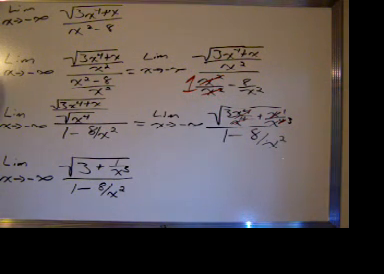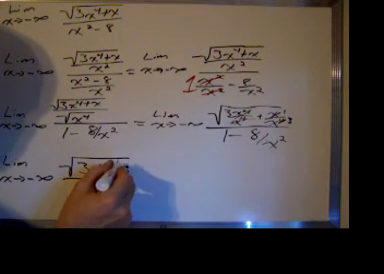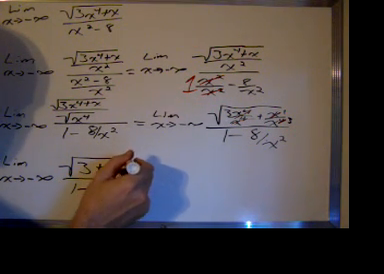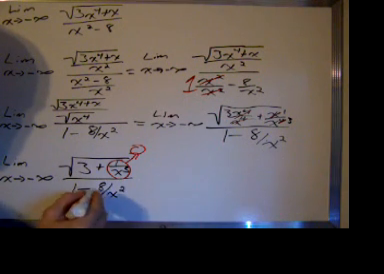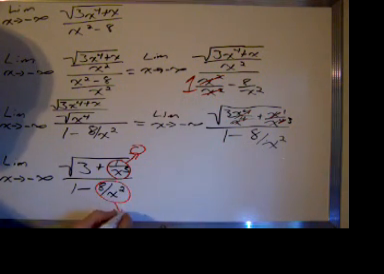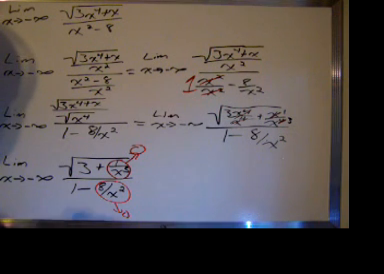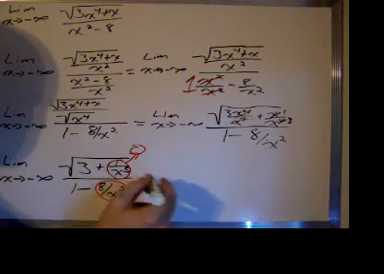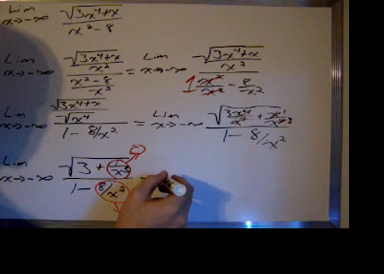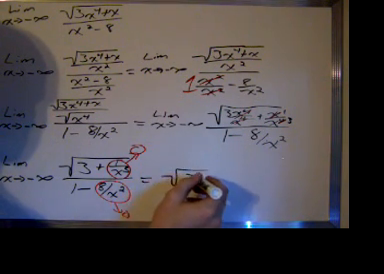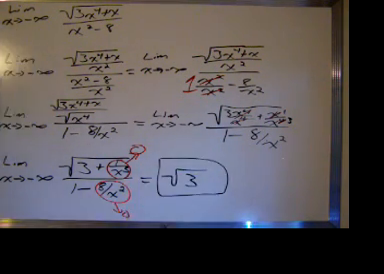Now we'll take the limit. As x approaches negative infinity, 1 over x cubed goes to 0. 8 over x squared goes to 0 as well. So we are left with the numerator going to root 3, the denominator going to 1. So the limit as x approaches negative infinity of the square root of 3x to the 4th plus x over x squared minus 8 is root 3. And that's how you do it.